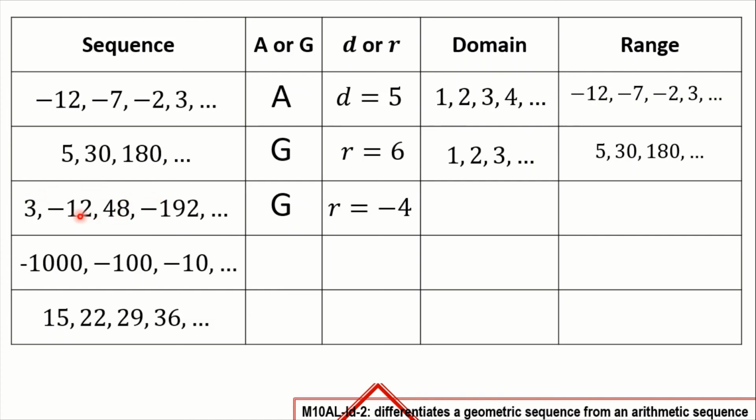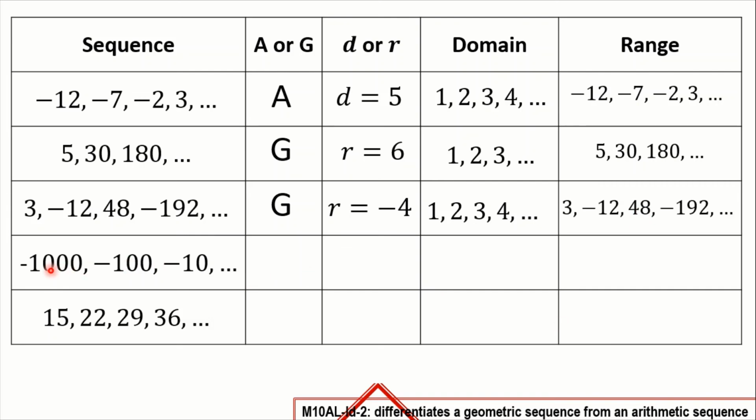So, kung pinili nyo naman ito, pwede rin naman. 48 divided by negative 12. Ganon din naman ang sagot. So, negative 192 divided by 48. The answer is still negative 4. Now, let's have the domain as a set of positive integers. So, we have 1, 2, 3, 4, and so on. And the range, copy lang natin because that is the sequence itself.